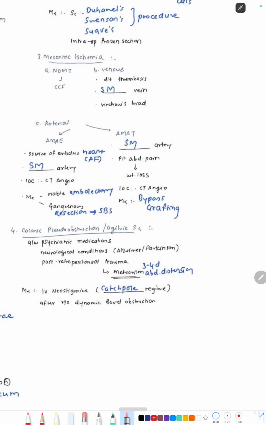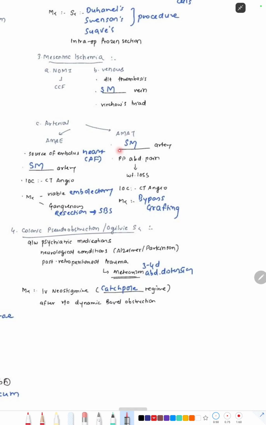Arterial is further divided into AMAE and AMAT. AMAE is acute mesenteric ischemia because of embolus, and AMAT is because of thrombosis, atherosclerosis. The source of embolus is going to be the heart, due to atrial fibrillation. The artery affected is the superior mesenteric artery. Investigation of choice is CT angio. Management, if it's a viable bowel, embolectomy. If it's a gangrenous part, then resection, and that usually leads to short bowel syndrome.